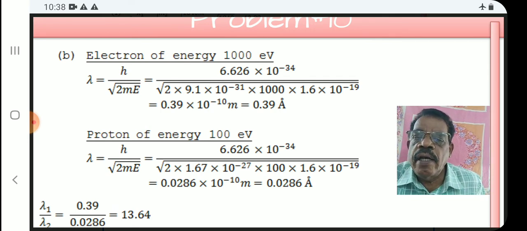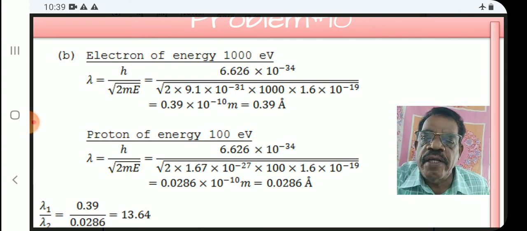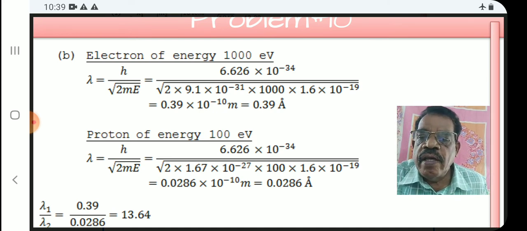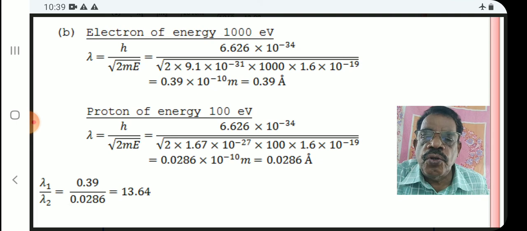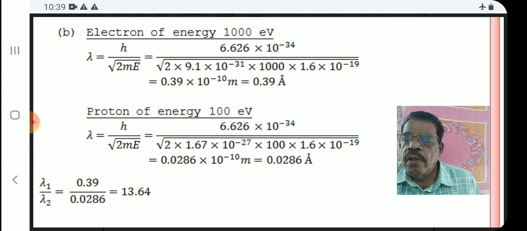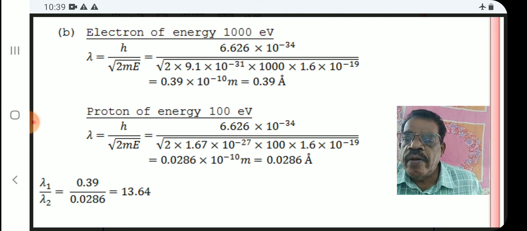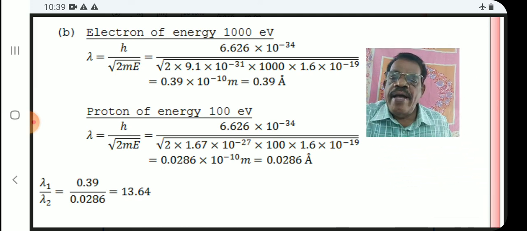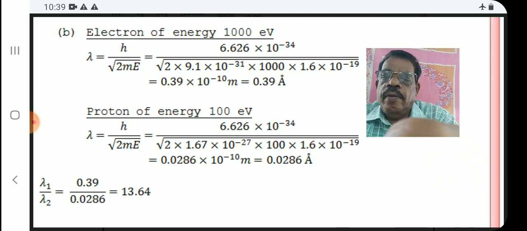Proton energy 100 eV. Lambda is h by root of 2me, we have to convert 100 eV into joule and substitute. We get 0.0286 angstrom. So here also lambda 2 by lambda 1, that is 0.39 by 0.0286, that is 13.64. That you know, electron has higher wavelength.